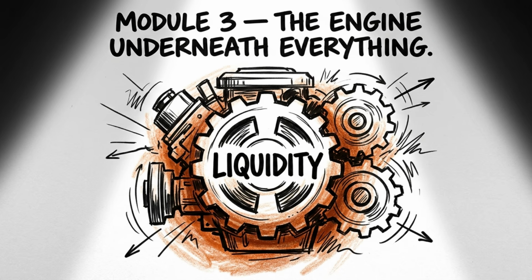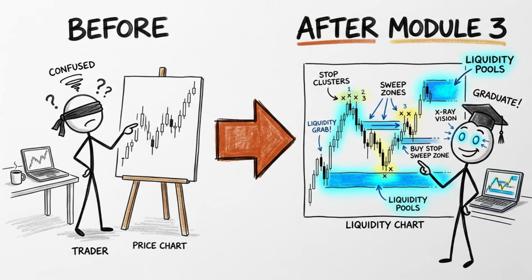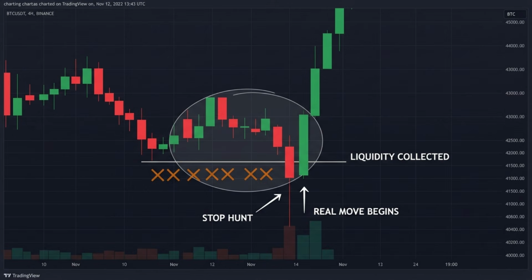Then Module 3, Liquidity. This is the core. This is the engine underneath every market move. What liquidity actually is. Buy-side and sell-side liquidity. Equal highs and equal lows. Liquidity sweeps. How to trade them. Stop-loss hunting. Session liquidity. Round numbers. Liquidity on multiple time frames. After this module, you will never look at a price move the same way again.